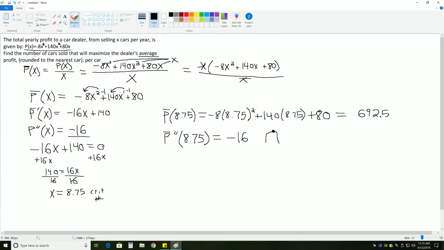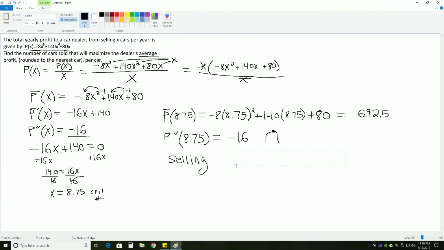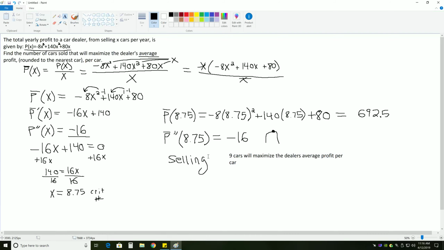So we were asked to find the number of cars that will maximize the average profit, rounded to the nearest car. So we'll say, and it's probably better if I just type this, selling 9 cars will maximize the dealer's average profit per car. And that is our solution.